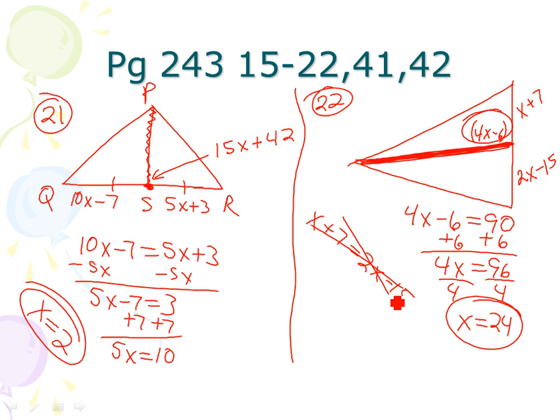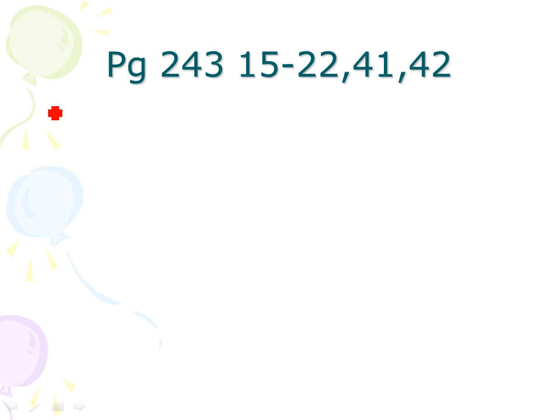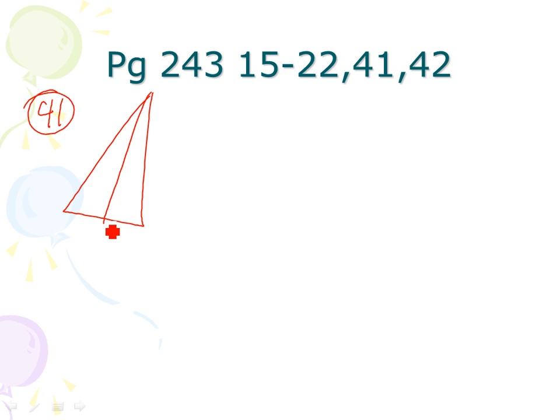Next one, what's the next problem? 41. They ask you what segment is FJ? It's a median. Is it all of them? Do we know for sure? What would we have to know? Perpendicular bisector, angle bisector, it would not work.